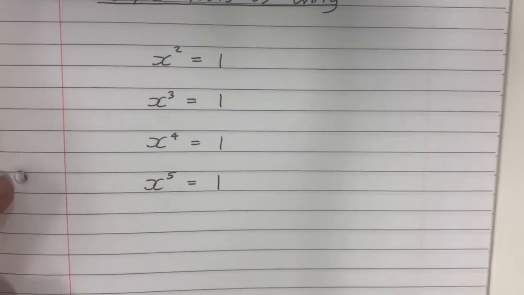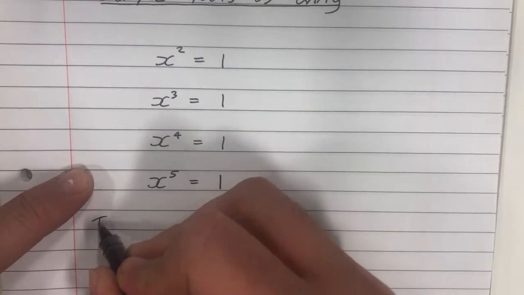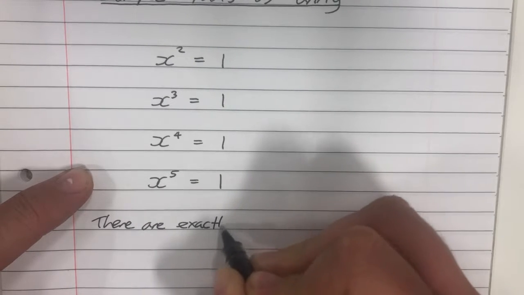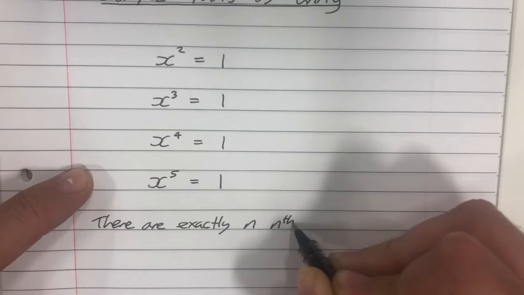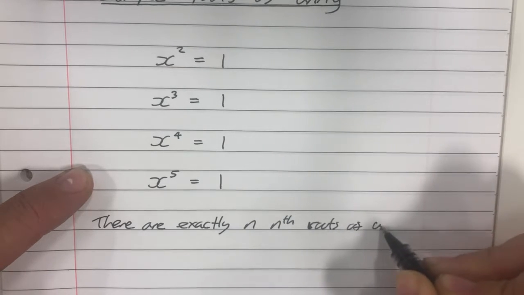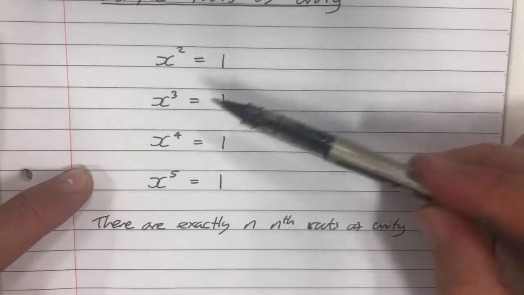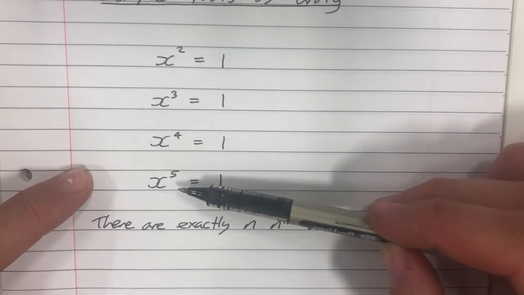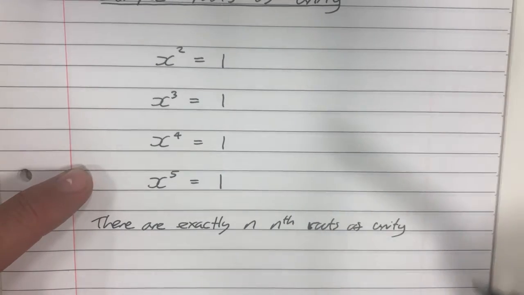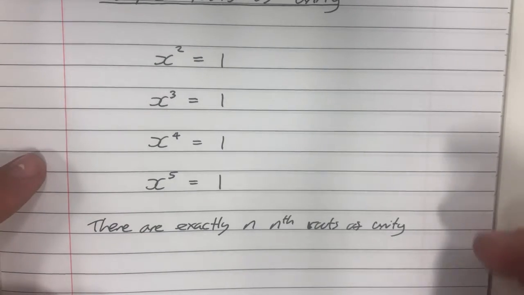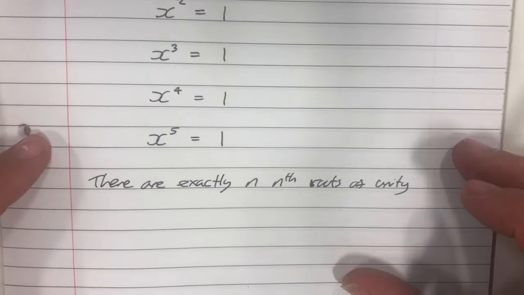1, and so on? Well, it turns out that there are exactly n nth roots of unity. So if you're looking at the cube root, there are 3 cube roots of 1. The fourth root, there are 4 fourth roots of 1. 5, there are 5 fifth roots of 1. In general, there are n nth roots of 1. So how do we go about finding those?